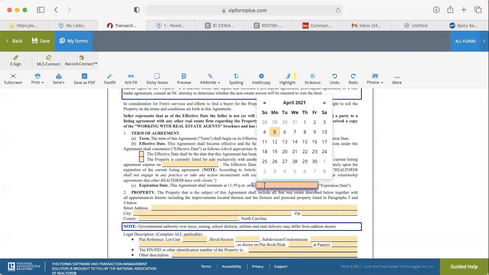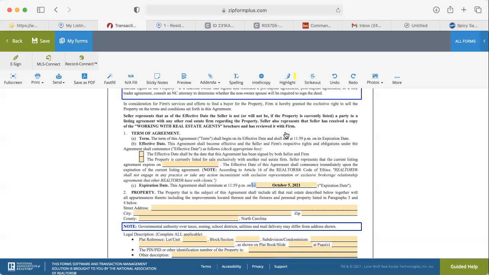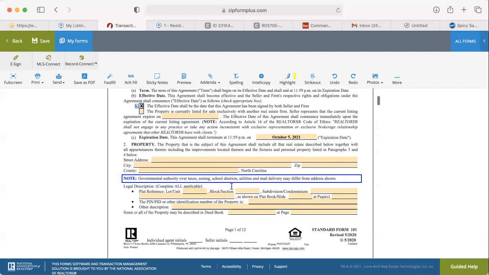So here you would enter the date. So if we went 6 months out, that would be October the 5th. And we'll go ahead and just check that box. Pretend that it's not listed with someone else.